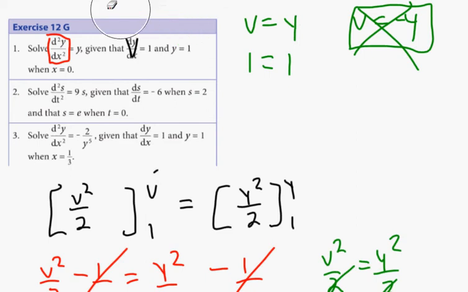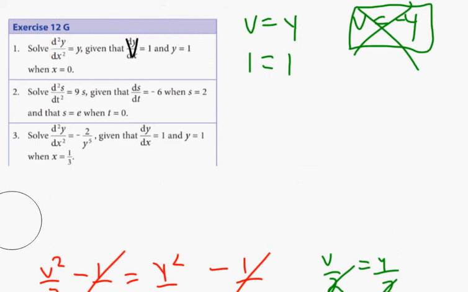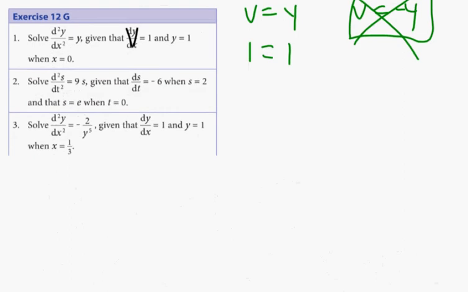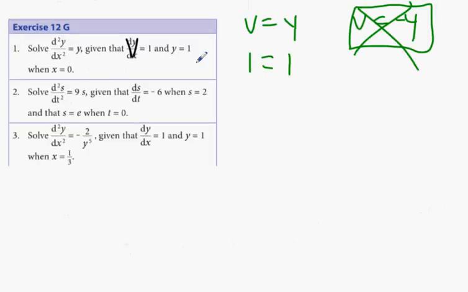Now you're at the stage where you've gone through your first integration. Now you're going to go through your second integration. Phi equals y. Okay, what is phi again? Phi is dy/dx. So dy/dx equals y.